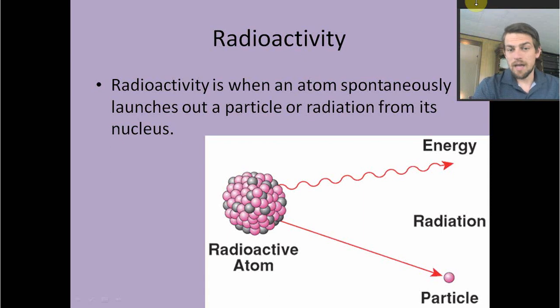So I have a diagram down here in the bottom of a radioactive atom. And you can see it's just spontaneously launching out a little particle from the nucleus of the atom there, and sometimes energy is released as well. So the key word here is spontaneously. It's just happening, and we'll talk about specific reasons why it might happen later. But it's just an atom just kind of deciding, I'm going to launch out a particle, and then it does, and that is radioactivity.